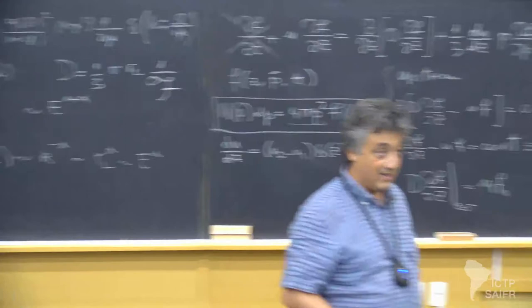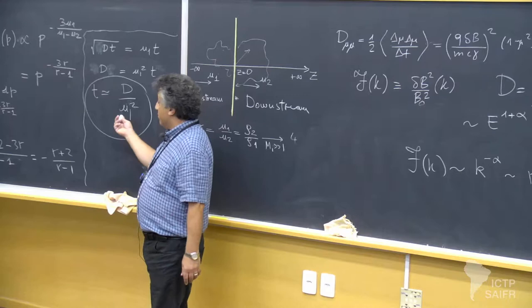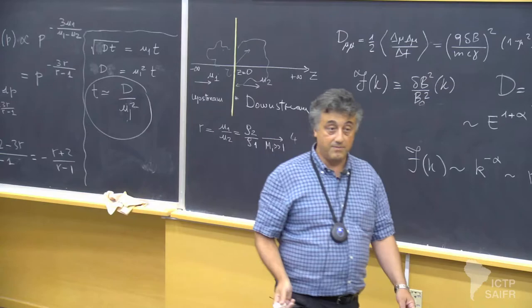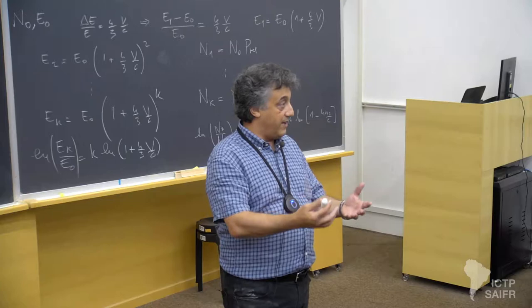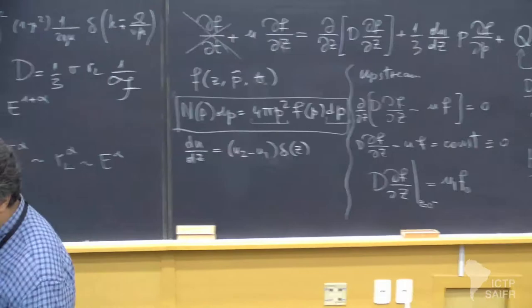And here becomes a little tricky, because usually in sources that we know, like supernovae, for instance, this u1 also scales with time. For instance, it slows down in the Sedov-Taylor phase, right? So there are different things that depend on time, and you have to combine the effect of all these things. We will see this tomorrow, okay? But the essential physics is what I just told you.